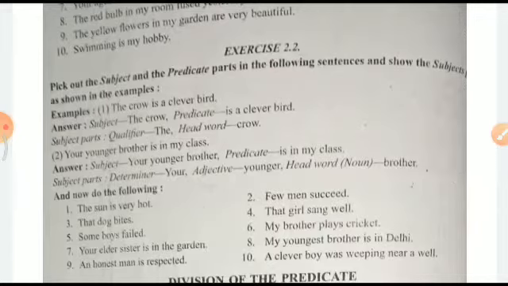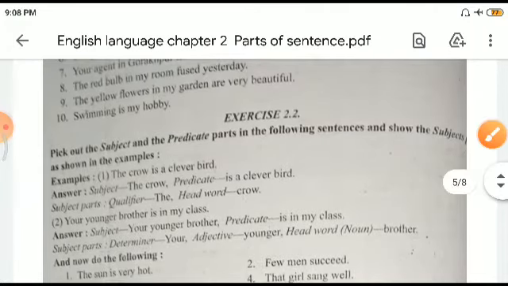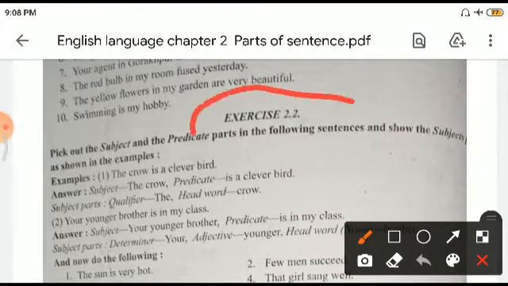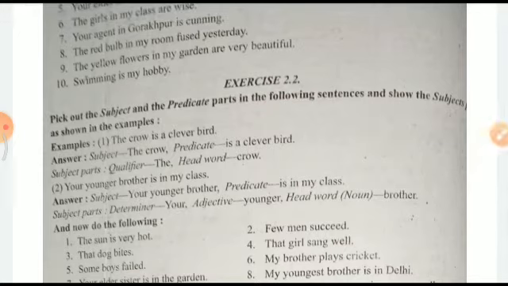Now we will be doing firstly the exercise 2.2. See this one, children, here. This is a pretty simple one. Here we have to just divide the sentence into subject and predicate. See the first example here. The crow is a clever bird. The subject straight away becomes the crow, and the predicate is a clever bird. Now the crow subject can be divided into two parts: qualifier, which is the, and head word is crow.